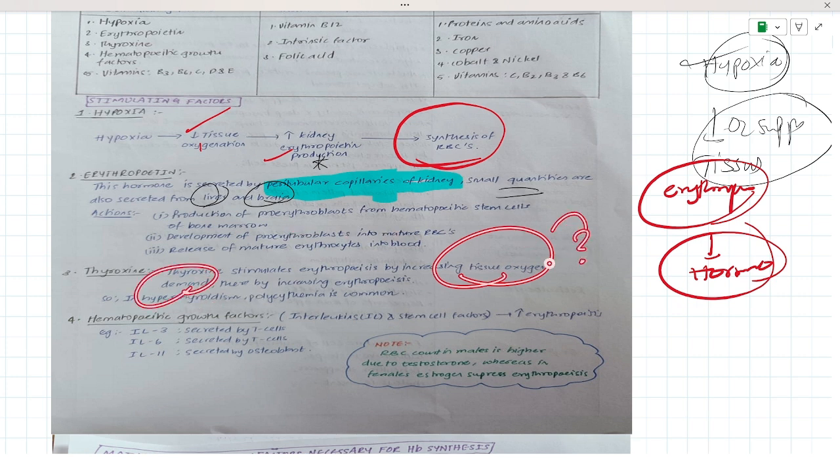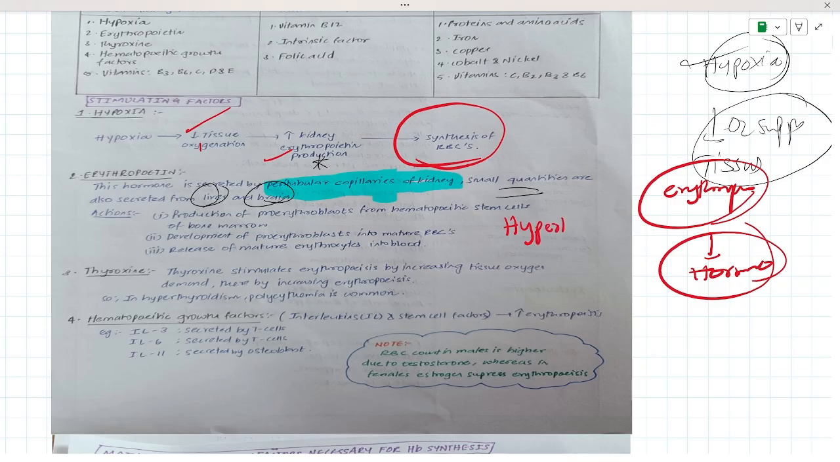How is it related to tissue oxygen demand? See, if there is an increased BMR, there will be increased O2 demand also. So if there is an increased O2 demand, there will be increased erythropoiesis. Now we have different thyroid disorders also. I hope you are familiar with this, right?